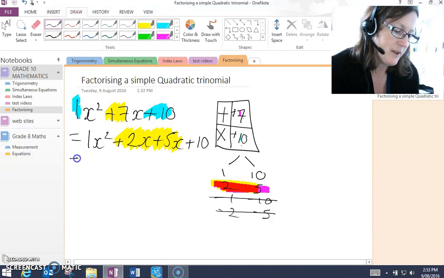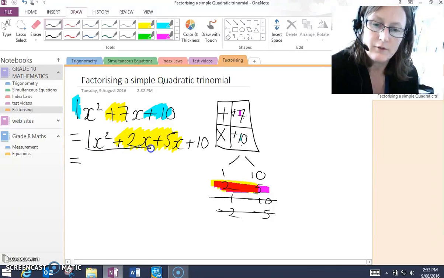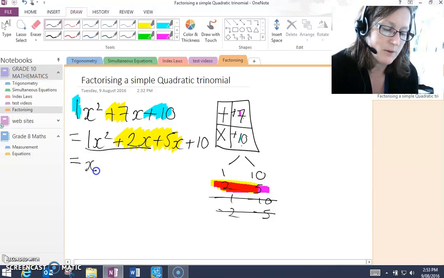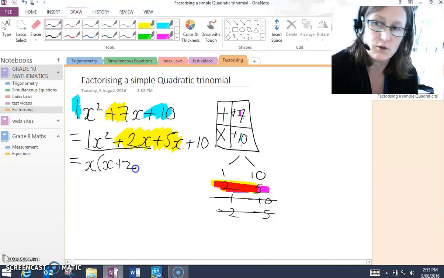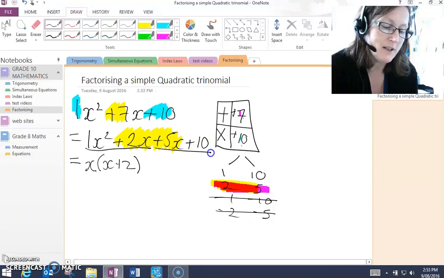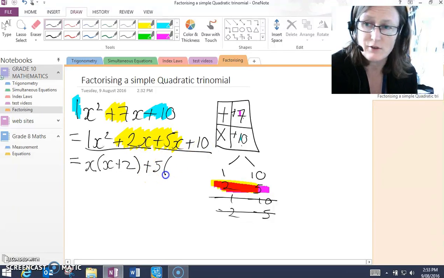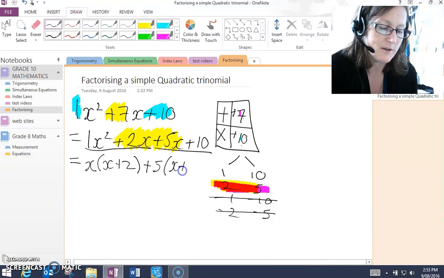Then, the next step is I look at my first two terms. For those first two terms, x is common. If I take x out as the common factor, I'm left with x plus 2. With my next two terms, plus 5 is common. If I take plus 5 out as a common factor, I'm left with x plus 2.